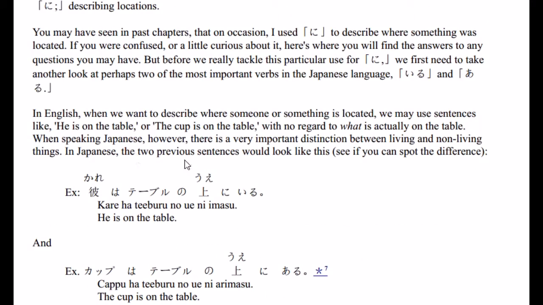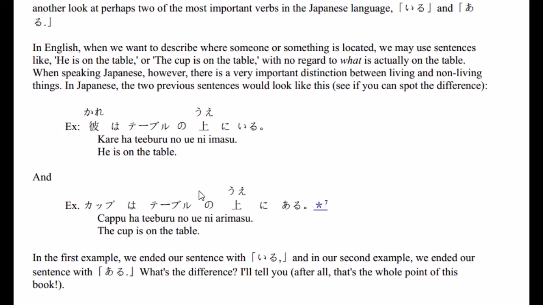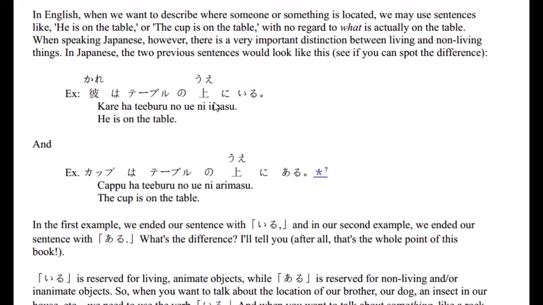So in English, when we want to describe where someone or something is located, we may use sentences like, he is on the table, or the cup is on the table, with no regard to what is actually on the table. But when speaking Japanese, there's a very important distinction between living and non-living things. So in Japanese, the two previous sentences would look something like this. Kare wa teiburu no ue ni iru. He is on the table. And we have kappu wa teiburu no ue ni aru.